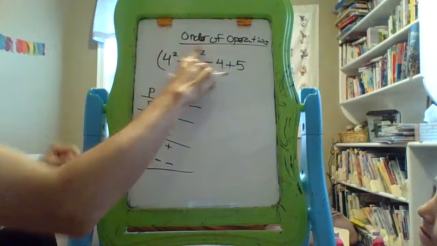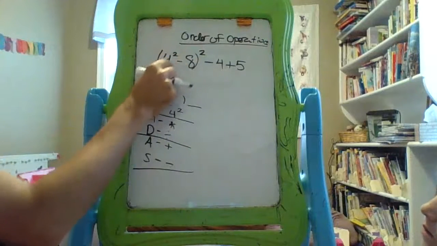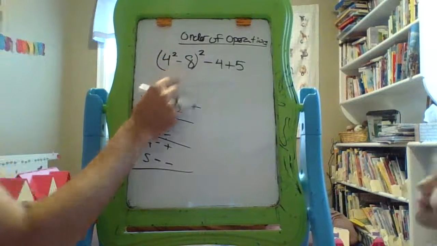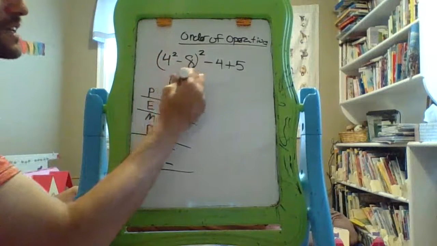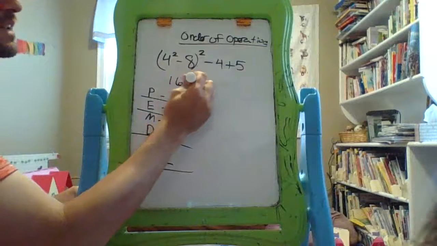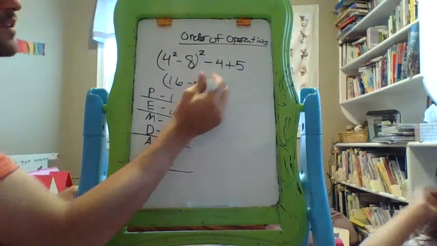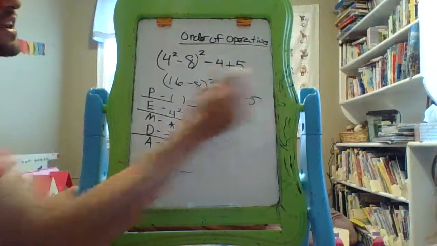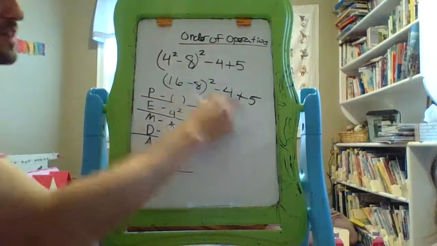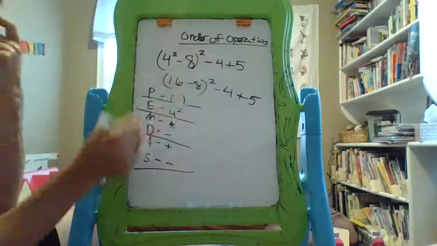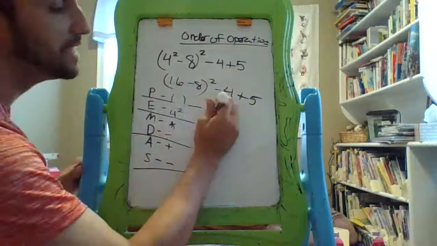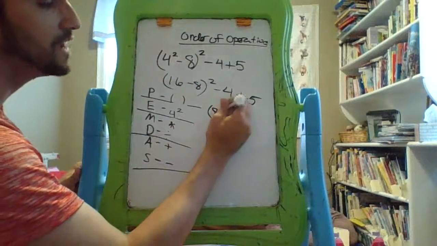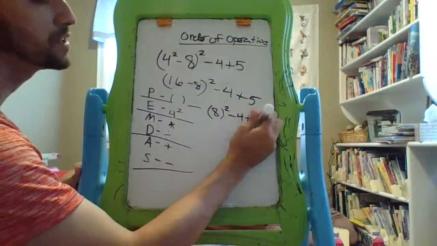So when I just ignore this 2 and look inside the parentheses, I have 4 squared minus 8. 4 squared is 16. So I get 16 minus 8, and that's all in the parentheses squared. Minus 4 plus 5, I haven't done anything with that yet. I can't do anything with that until I do my parentheses and my exponent. 16 minus 8 is 8. So I have 8 squared minus 4 plus 5.